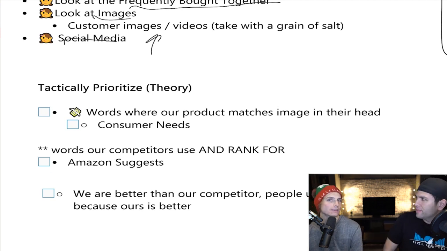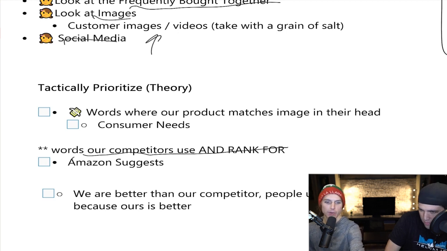Did you guys hear that? We've not talked about this, and he said you're capturing existing demand. Exactly. So why we're looking at words our competitors use and rank for: if they rank, they sell for it. That means they're capturing existing demand. And if there's a higher search volume for it, that means there's a lot of existing demand, and they're proven to sell through it. So it's proven that they're making money through that word.